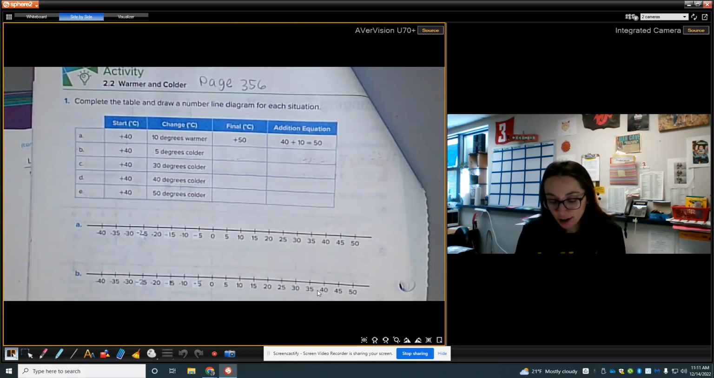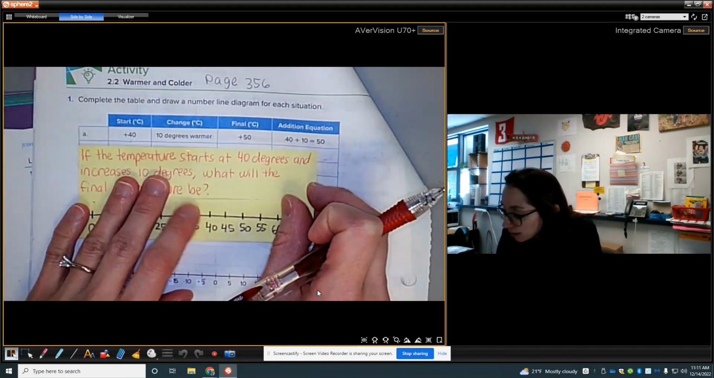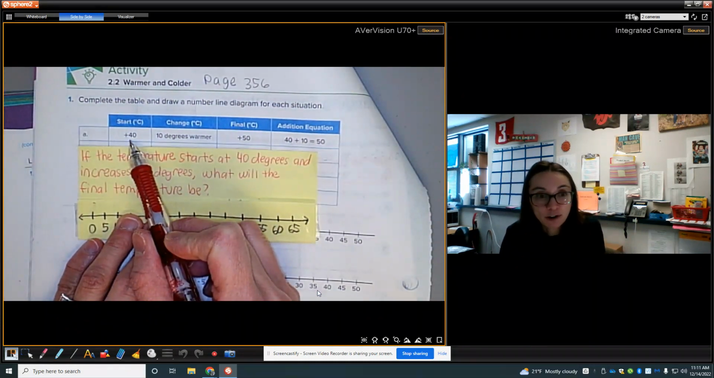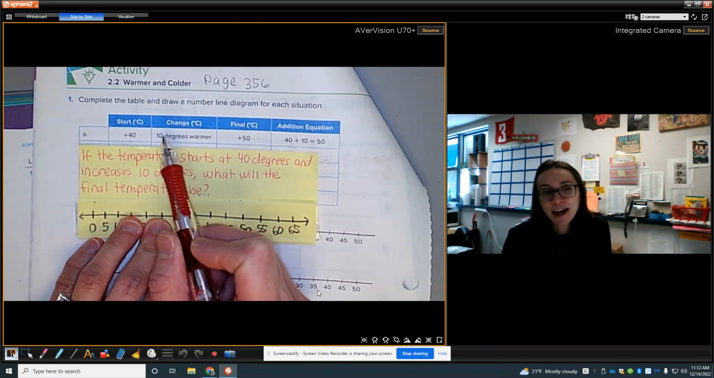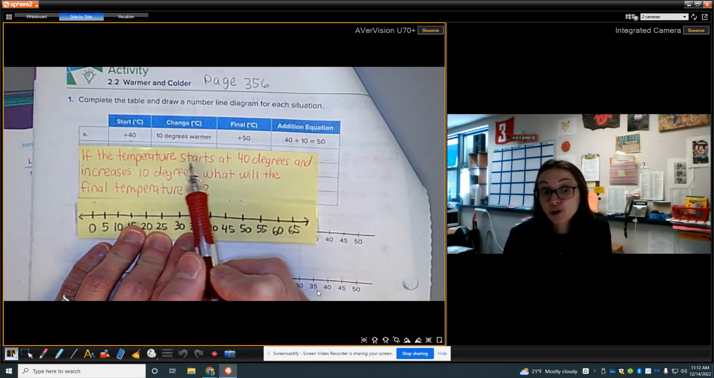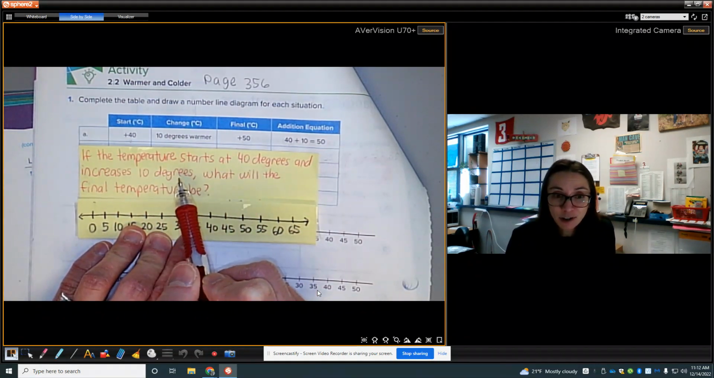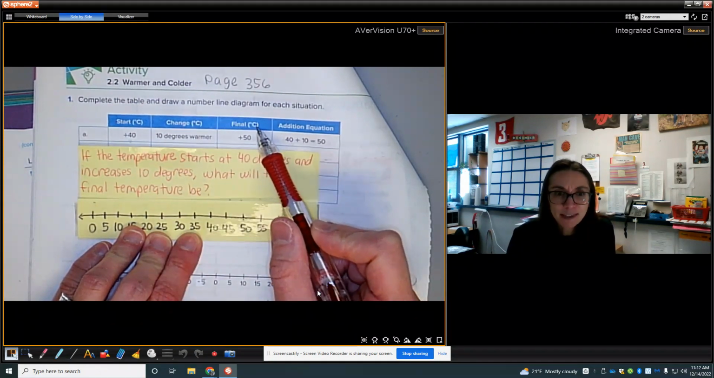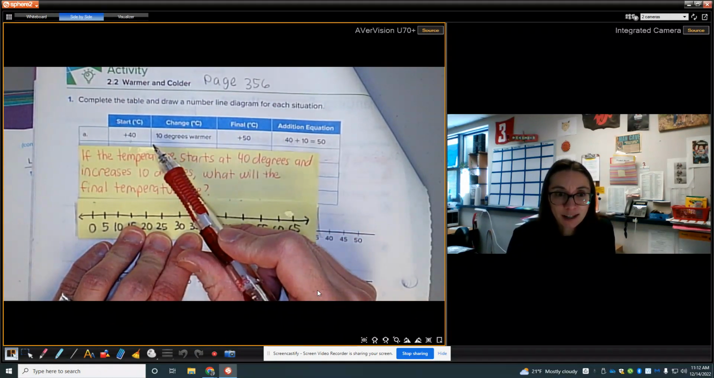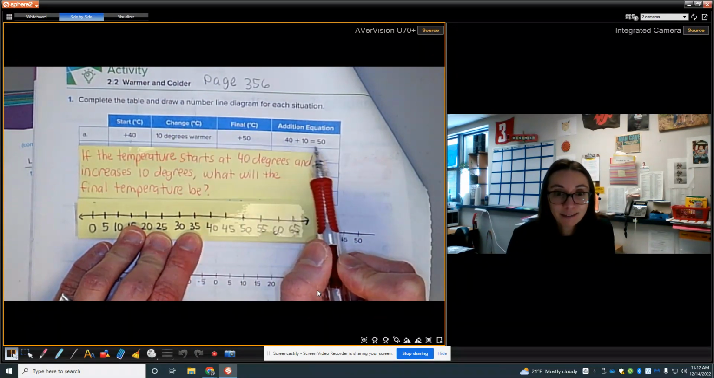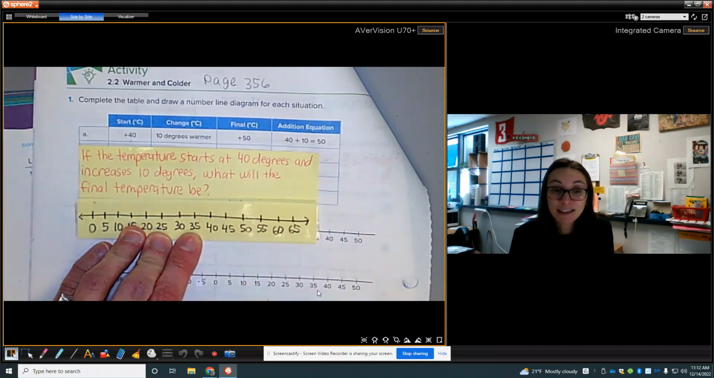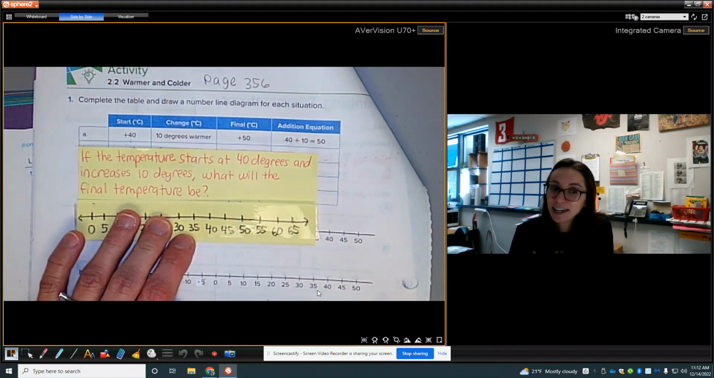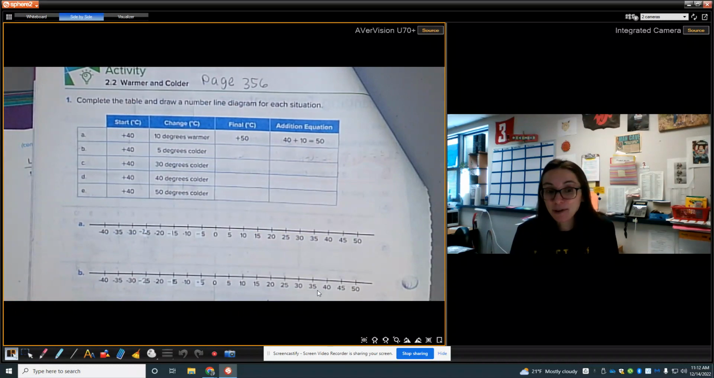So let's go ahead and take a closer look at that row A right there. You'll see that the starting temperature was 40 degrees. And the change that occurred was that it got 10 degrees warmer. So if I was going to represent that using a sentence, it would say if the temperature starts at 40 degrees and increases 10 degrees, what will be the final temperature? Well, 40 plus 10 is the addition equation that represents the situation, and we know that the final temperature would therefore be 50 degrees. Now we need to represent that using a number line diagram.